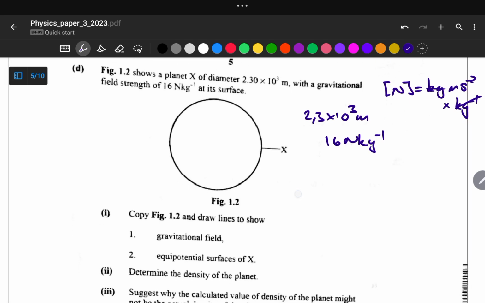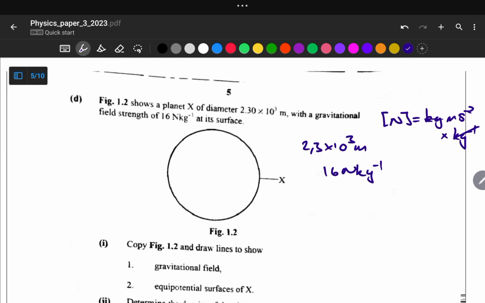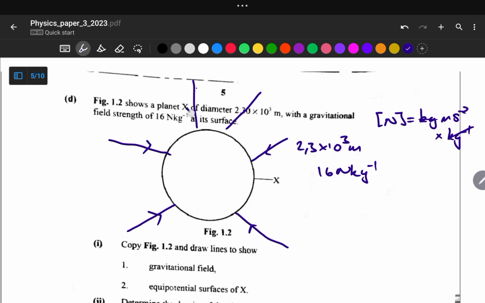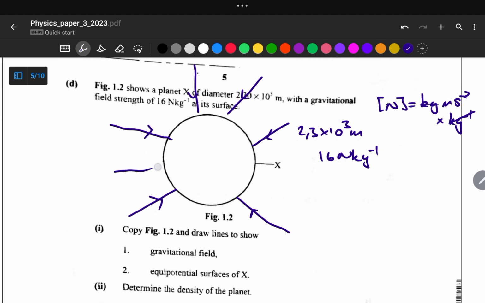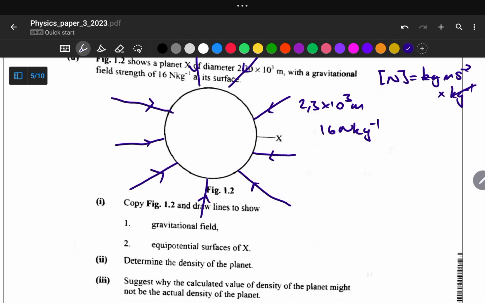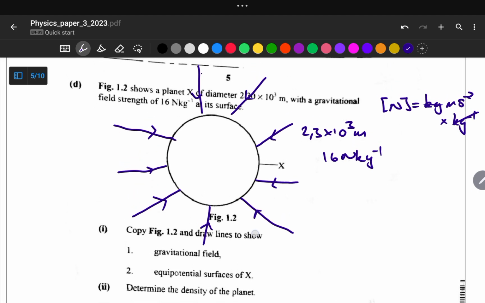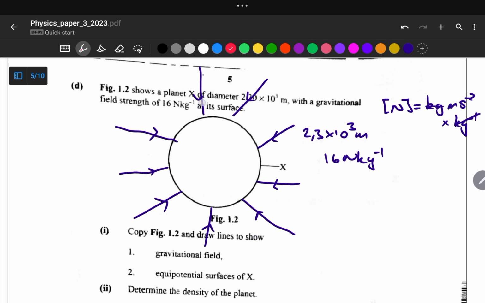So we are required to copy Fig 1.2 and draw lines to show the gravitational field. So you can just put it like this. Okay, so the gravitational field always acts toward the center like this. Here is our gravitational field acting towards what? Towards the center. So this is the gravitational field. And then the second part says draw the lines to show the equipotentials or surface of X. So the equipotential like this.